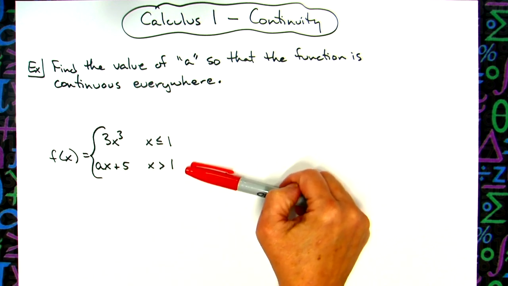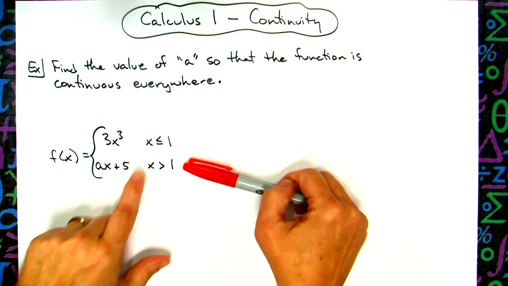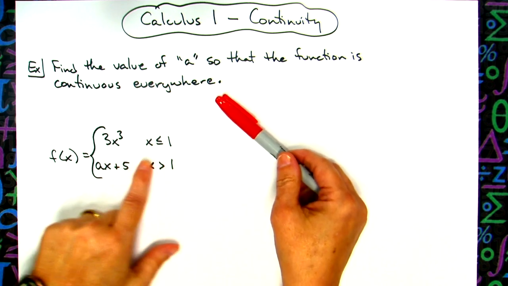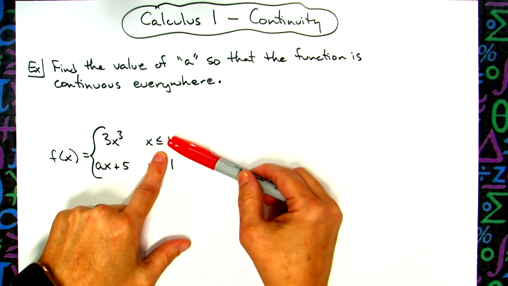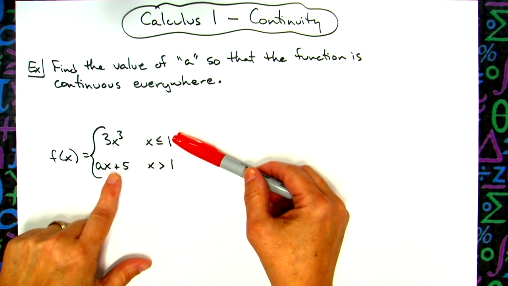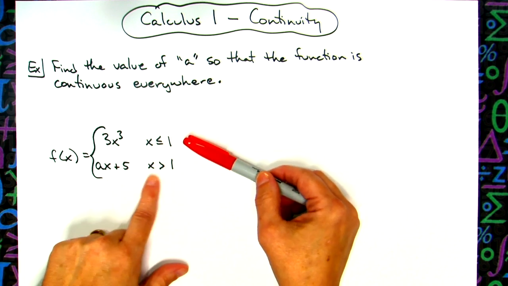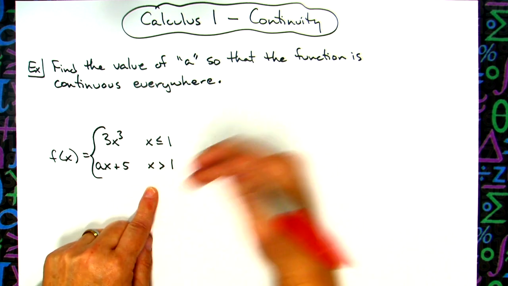Now, without even trying to sketch it, this is a cubic equation for x is less than or equal to 1. So I've got a part of a cubic equation to the left of my x value of 1. This is going to be a linear equation for x is greater than 1. So to the right-hand side of 1, I'm going to have a straight line.